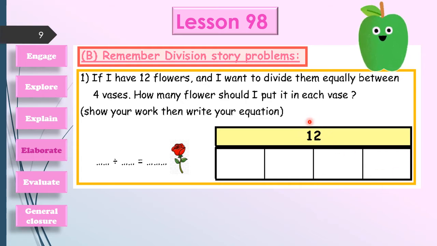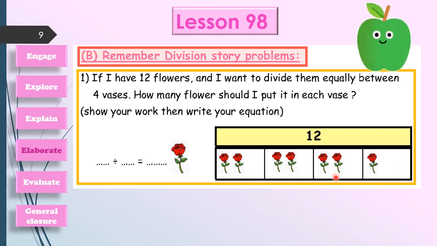Then I want to divide these 12 flowers equally among these four vases. How many flowers should I put in each vase? Let's divide these 12 flowers equally among these four vases. Put one and one and one and one. It will be 4, 5, 6, 7, 8, 9, 10, 11, and 12. It's the last one. Then we have an equal number of flowers in each vase, and each vase has 3 flowers. This is mentally. Let's prove it mathematically.